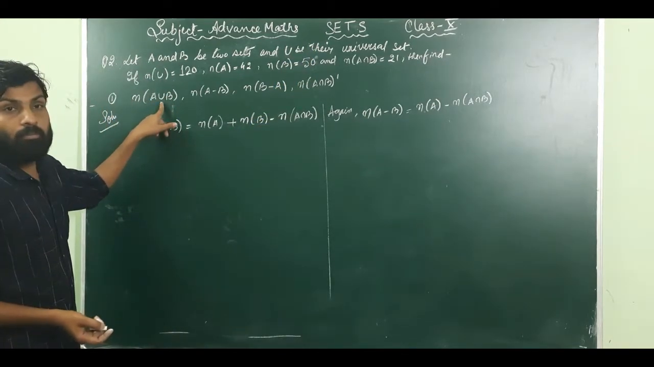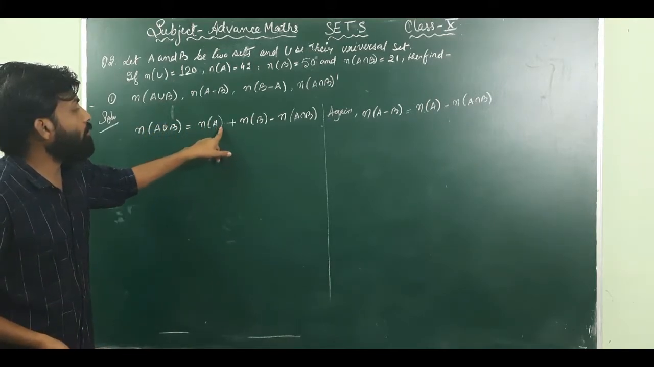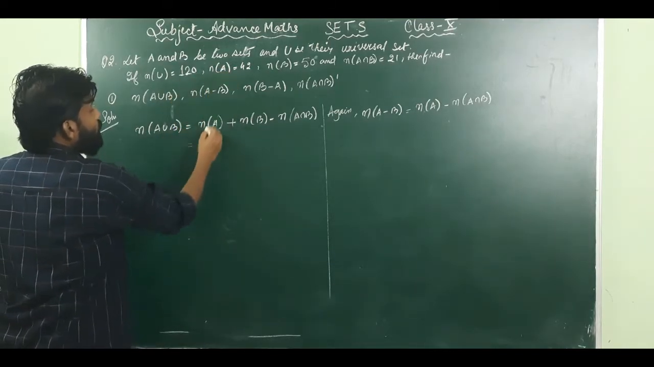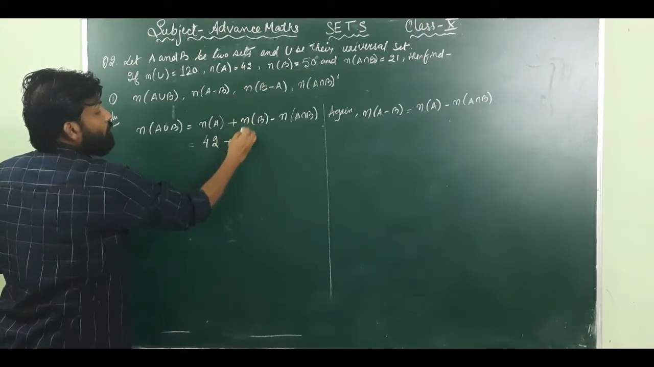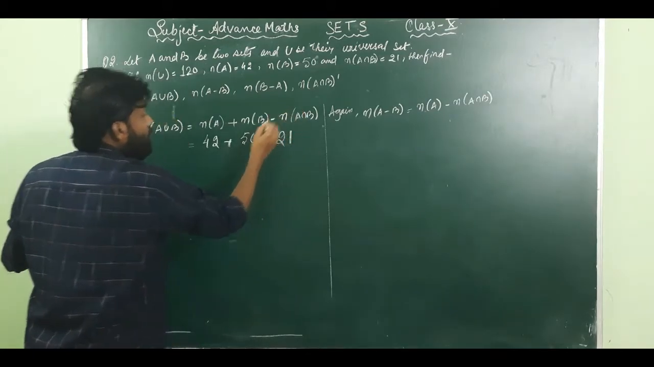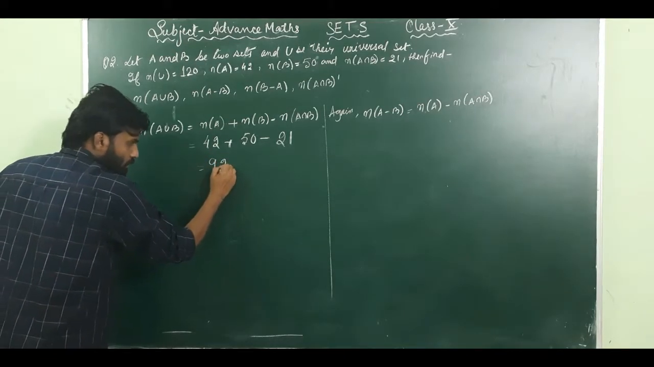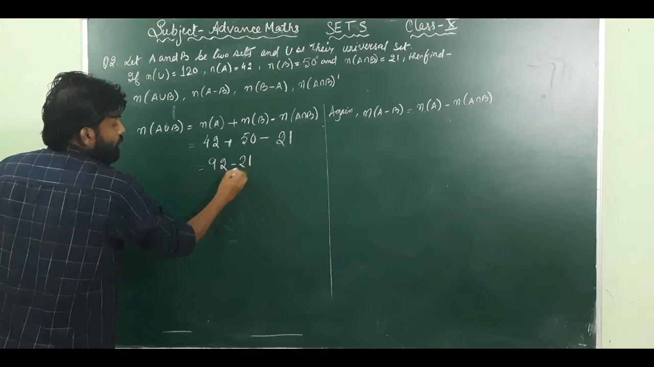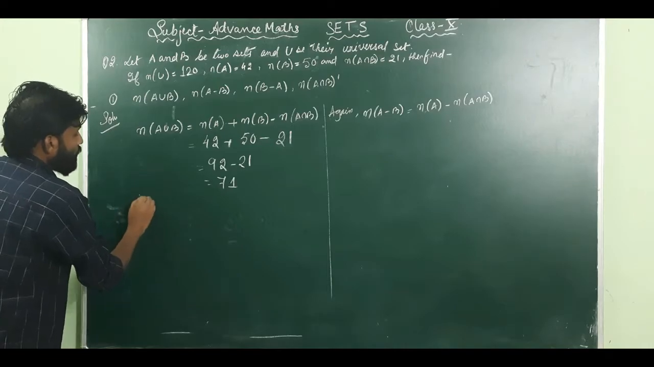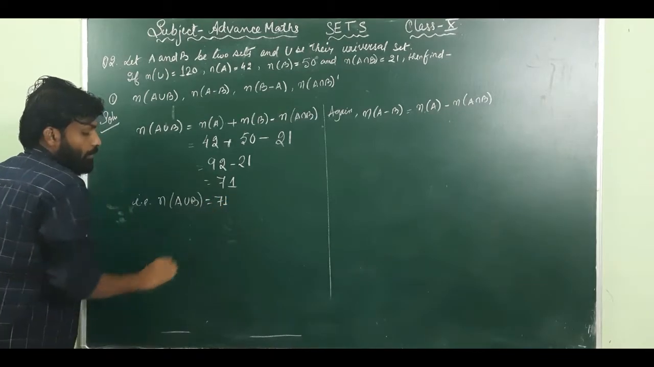So for A union B, in the starting of the class I have told that the formula is n(A union B) is equal to n(A) plus n(B) minus n(A intersection B). So you can directly put the values here. Your n(A) value is 42. Your n(B) value is 50, minus n(A intersection B), you can take it from the question, it is 21. So you add 42 and 50 to get 92, minus 21. If you subtract it, you are going to get 71. That is what you can write here: n(A union B) is equal to 71.